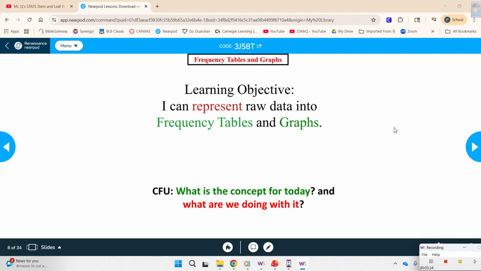All right. Thank you for tuning in. Appreciate it. Our objective for today: represent raw data in frequency tables and graphs. So we pretty much are wrapping up our road through frequency tables and graphs. And as you all know, we've been collecting data.